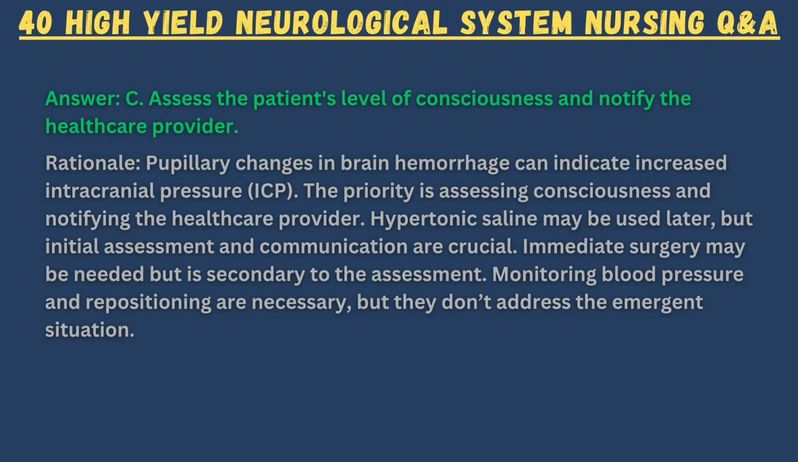Rationale: pupillary changes in brain hemorrhage can indicate increased intracranial pressure (ICP). The priority is assessing consciousness and notifying the healthcare provider. Hypertonic saline may be used later, but initial assessment and communication are crucial. Immediate surgery may be needed, but is secondary to the assessment. Monitoring blood pressure and repositioning are necessary, but they don't address the emergent situation.